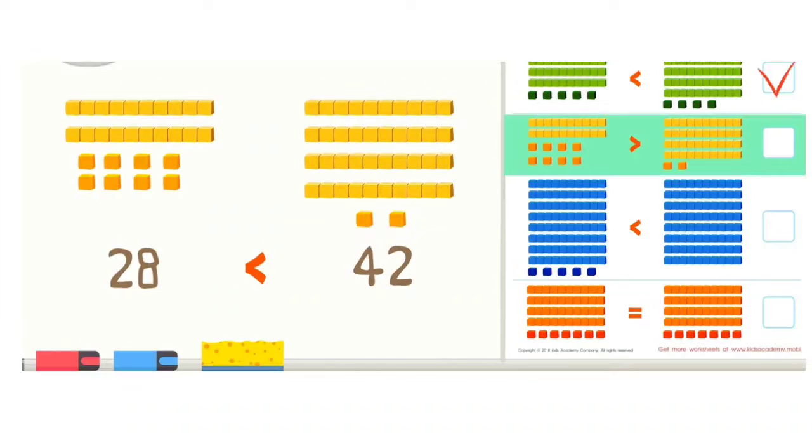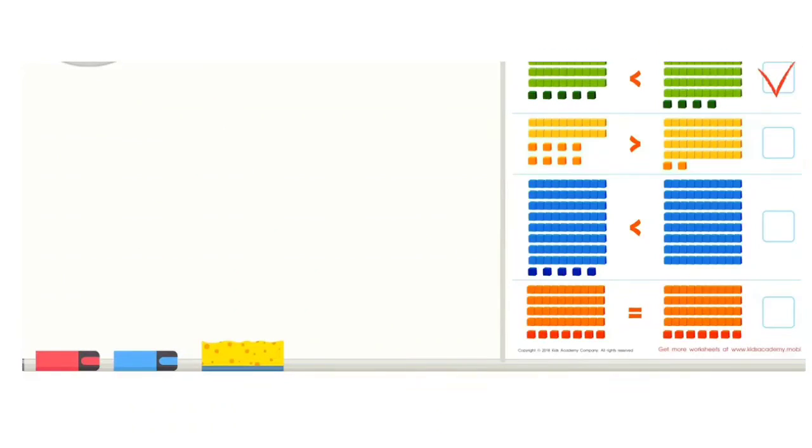Now, let's check which way the comparison symbol is facing. In this example, the comparison symbol shows that the 28 is greater. So this is not true. We cannot check this is correct. Let's take a look at our next example.